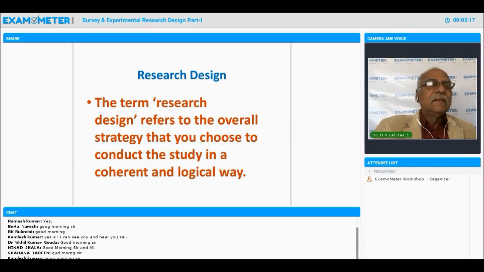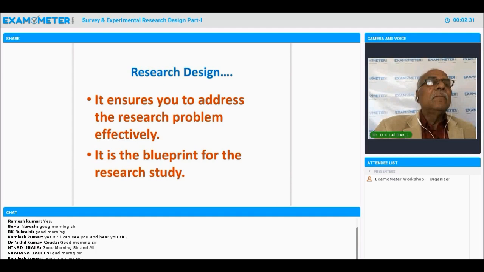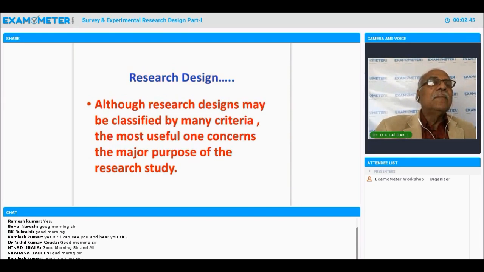The term research designs refers to the overall strategy that you choose to conduct the study in a coherent and logical way. It ensures you to address the research problem effectively. It is the blueprint of the research study.